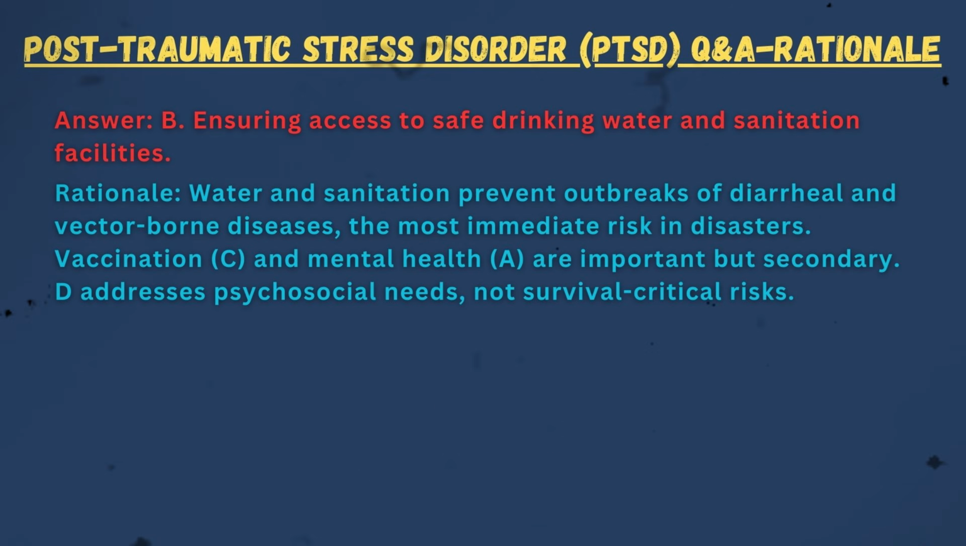Answer. B. Ensuring access to safe drinking water and sanitation facilities. Rationale. Water and sanitation prevent outbreaks of diarrheal and vector-borne diseases, the most immediate risk in disasters. Vaccination, C, and mental health, A, are important but secondary. D addresses psychosocial needs, not survival-critical risks.